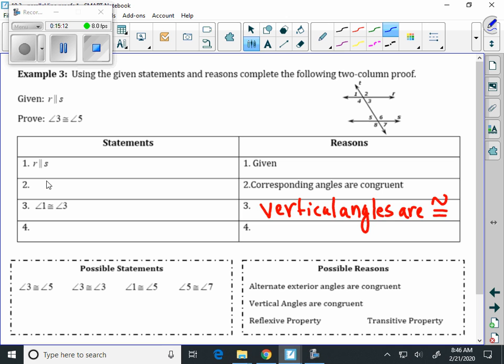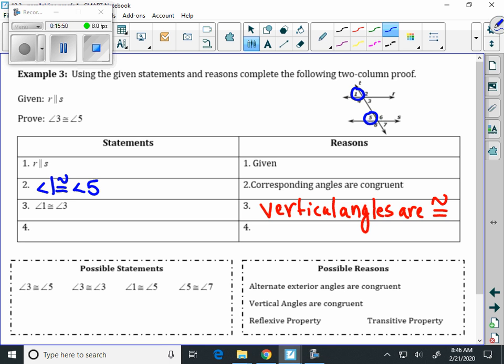So if we look over here at angle 5, what we see is that angle 5 here is on the top of the parallel line and to the left. And our reason says that corresponding angles are congruent. So I need to put the other angle here that's on top and to the left. So either way that you want to write it, I wrote it angle 1 is congruent to angle 5. If you wanted to write it as angle 5 is congruent to angle 1, you're okay.